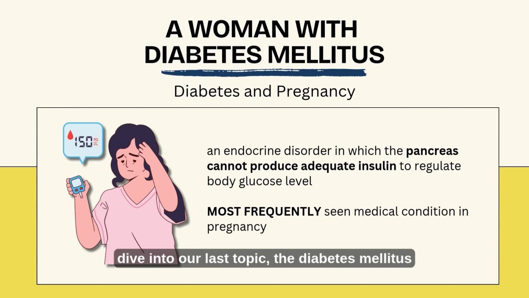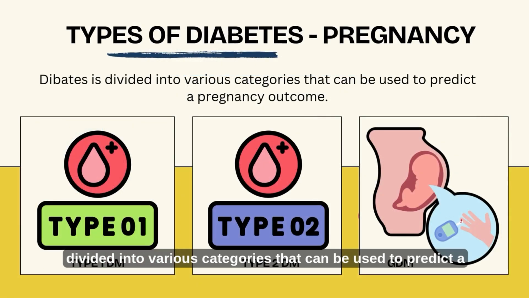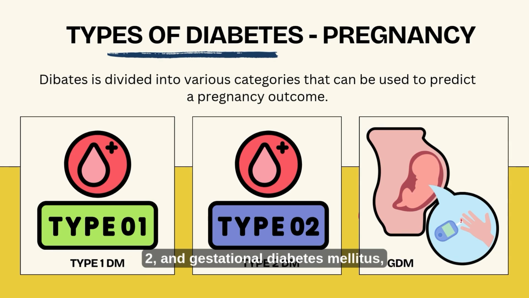Now, let's dive into our last topic, diabetes mellitus during pregnancy. Diabetes mellitus is an endocrine disorder in which the pancreas cannot produce adequate insulin to regulate body glucose levels. The disorder affects 3% to 5% of all pregnancies and is the most frequently seen medical condition in pregnancy. Diabetes is divided into various categories that can be used to predict a pregnancy outcome. Here are 3 types of diabetes we see in pregnancy: type 1, type 2, and gestational diabetes mellitus, or GDM.